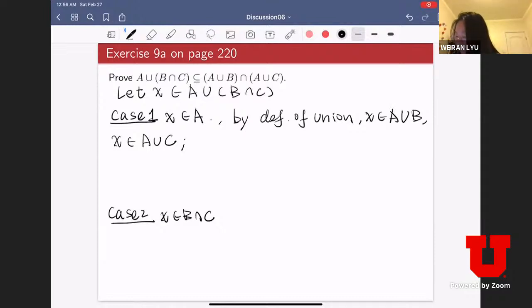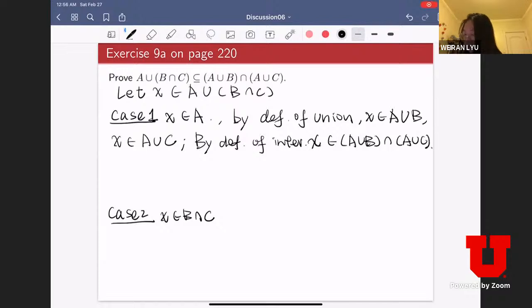And then also by the definition of intersection, we know that X belongs to A union B and also X belongs to A union C. Thus, X must belong to the intersection of these two sets. Okay, and now you can conclude that your left-hand side is a subset of your right-hand side.